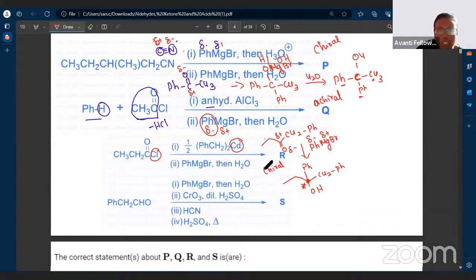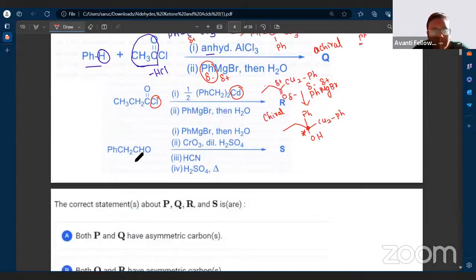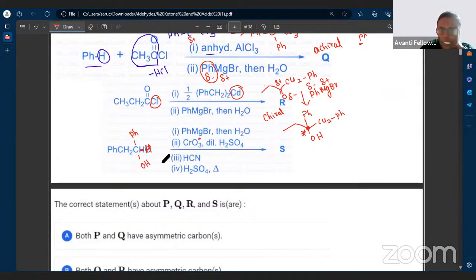Okay, now moving to the last reaction. PhCH2CHO. You're going to react it with a Grignard reagent. Here you'll be getting PhOMgBr, and when you do hydrolysis, it will get converted to OH. We have done this already, so I'm just simplifying it here. Then you're going to treat it with CrO3. CrO3 is a good oxidizing agent, so this alcohol will get converted further.